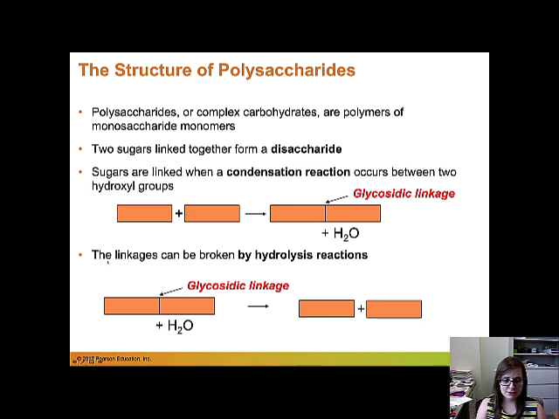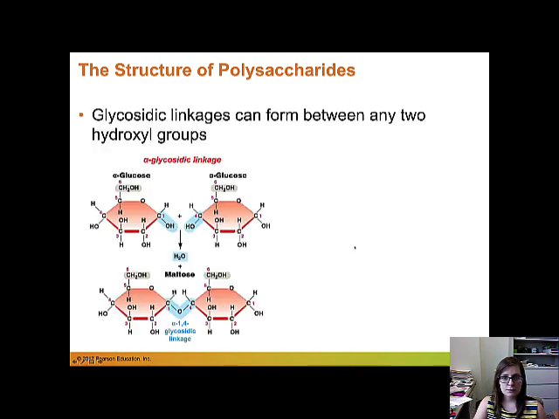And the linkages are then broken apart in hydrolysis reactions, right? So you can break apart starch into the disaccharide maltose. And that happens via a hydrolysis reaction, so that means that water has to go in. Now water's on this side of the reaction, and then it breaks up into your monomers or your disaccharides. It breaks up that glycosidic linkage. So glycosidic linkages can form between any two hydroxyl groups, okay?